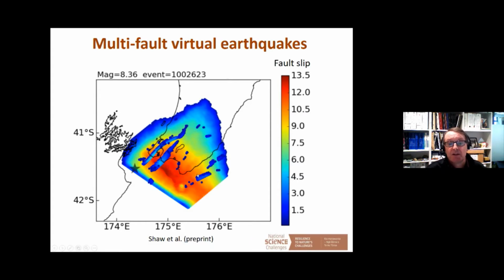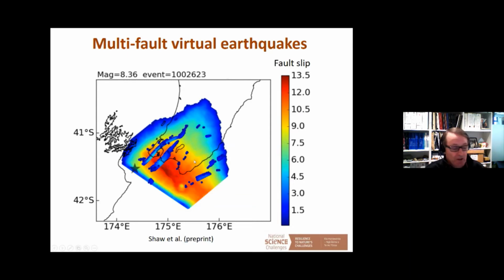The colors tell us about the slip on the subduction interface, and all these blue lines here are faults in the upper plate, which also ruptured along with the subduction interface. So in this particular case, what you can actually see is the subduction interface slipped with up to about 14 meters of slip underneath the Wellington area. And the Wellington fault and parts of the Wairarapa fault also broke during the same earthquake.